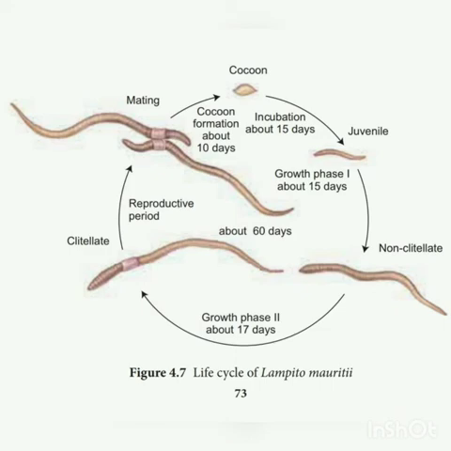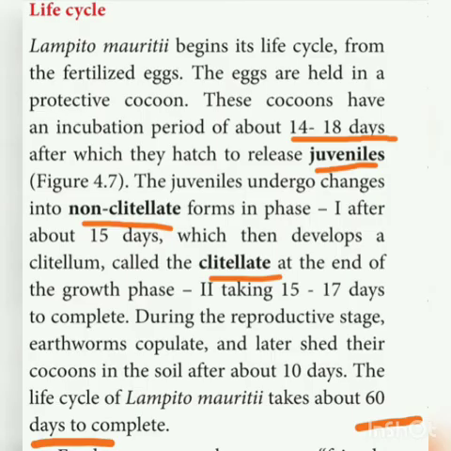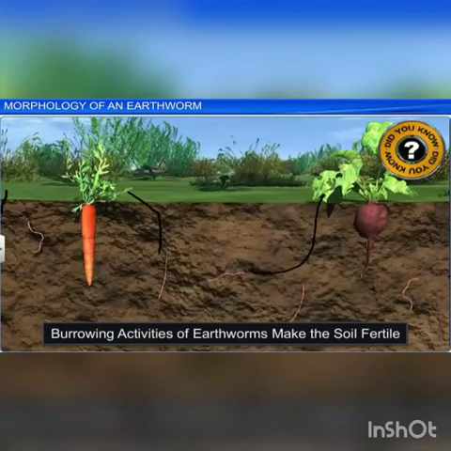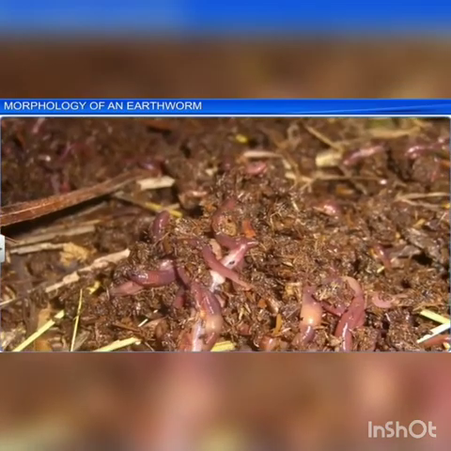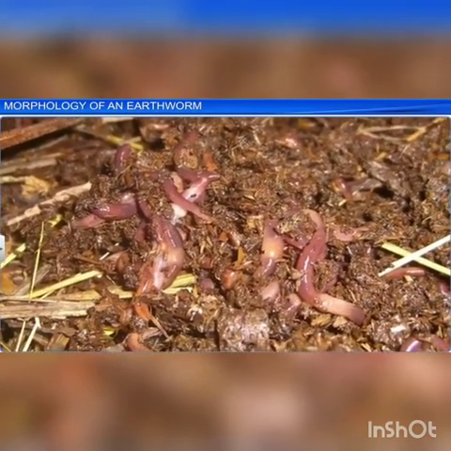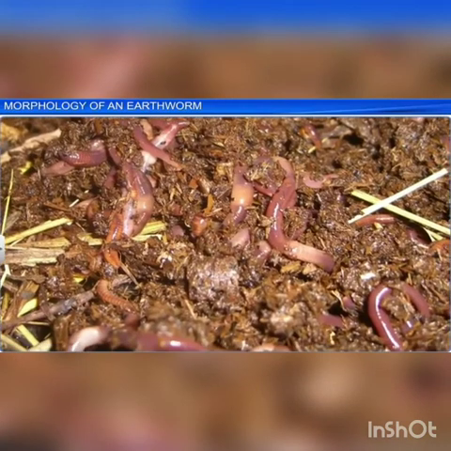So the life cycle of Lampito mauritii, that means the earthworm, takes about 60 days to complete. How many days are needed to complete one life cycle? 60 days. You already know that earthworms are known as friends of farmers because they make burrows in the soil. They keep burrowing in the soil and make it porous, which helps in respiration and penetration of developing plant roots. So a 2 mark question will be asked: why is the earthworm called the friend of farmers? They burrow into the soil. It makes it porous, which helps in respiration and penetration of developing plant roots.